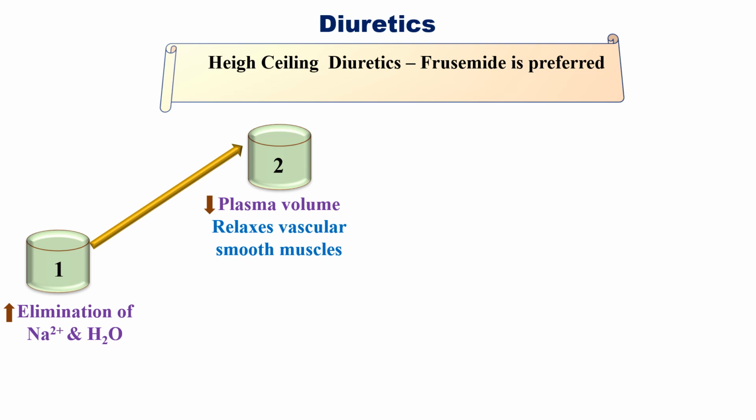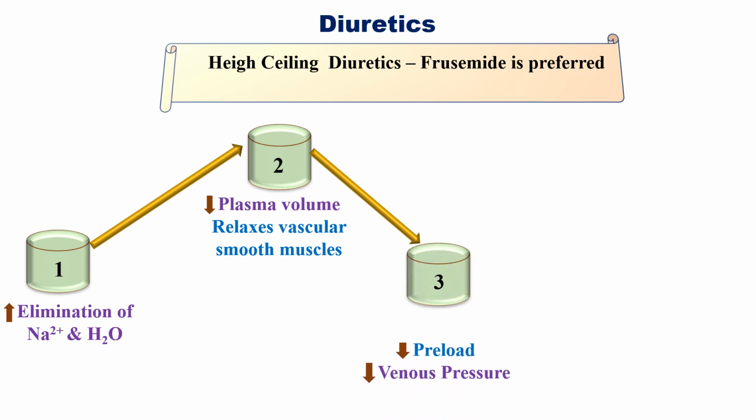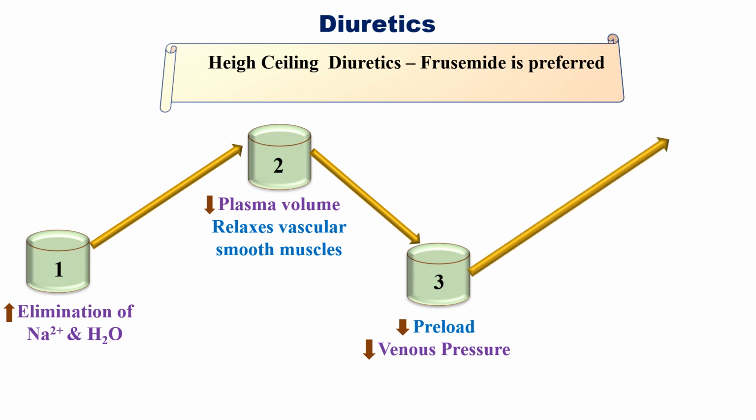When the concentration of sodium in the blood is increased, it causes vasoconstriction. If sodium is eliminated, the concentration of sodium is reduced. That leads to decreased vasoconstriction and it relaxes vascular smooth muscles. These effects lead to decrease in preload and decrease in venous pressure. Finally, cardiac output is increased, hence the problem of congestive heart failure is resolved.